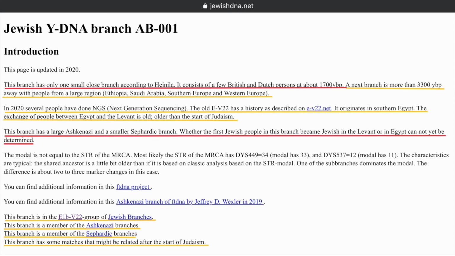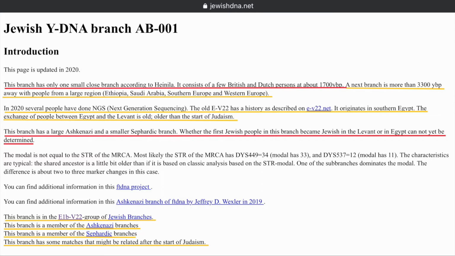It originates in southern Egypt. The exchange of people between Egypt and the Levant is old, older than the start of Judaism. This branch has a large Ashkenazi and a smaller Sephardic branch. Whether the first Jewish people in this branch became Jewish in the Levant or in Egypt cannot yet be determined.